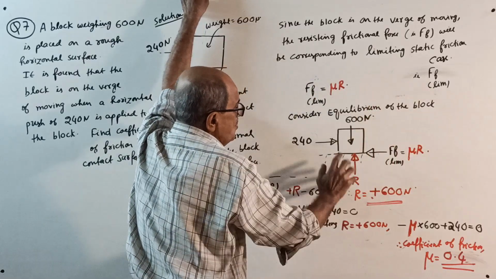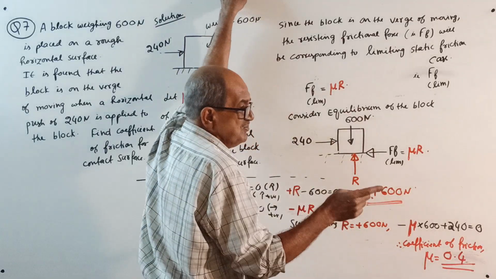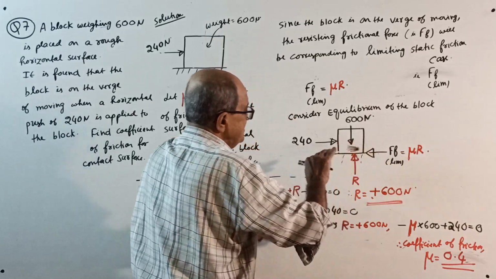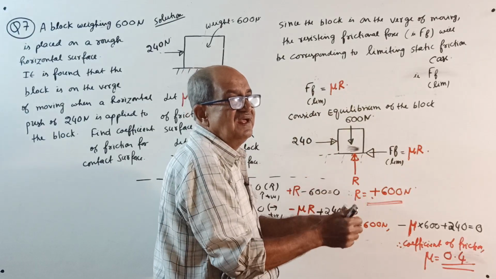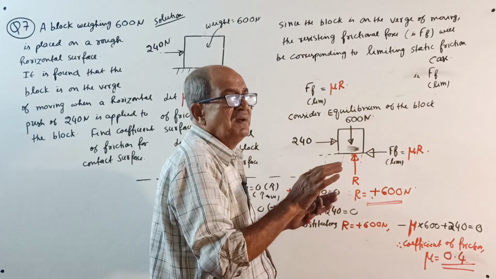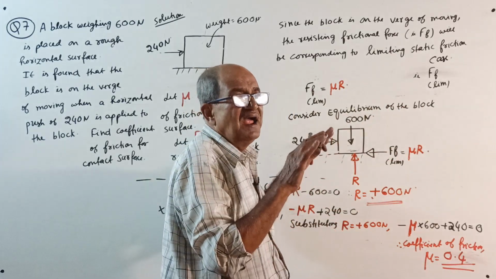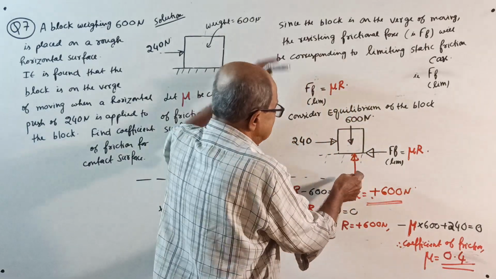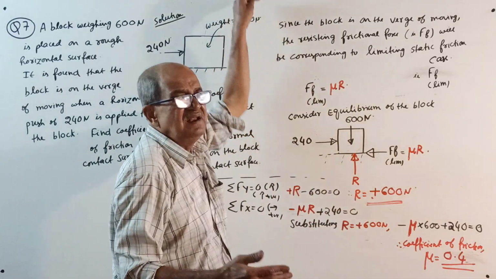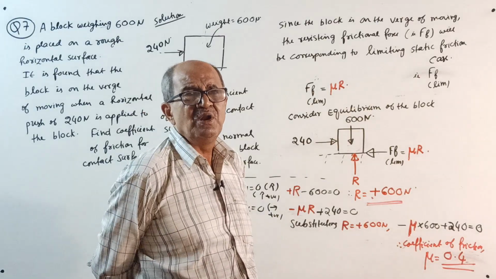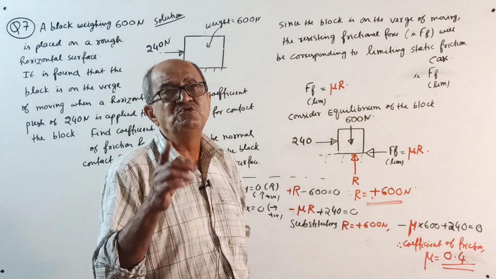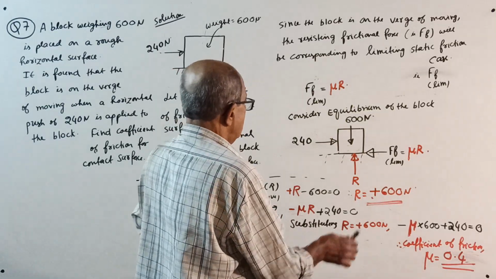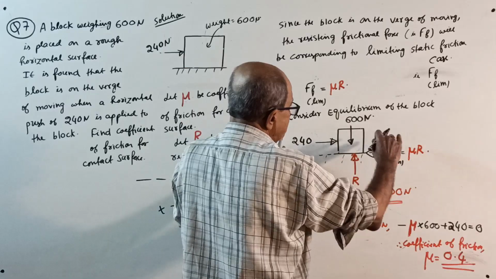Here, weight down 600. Normal reaction R. Observe correctly here. I slightly shifted R. Last time I told you, if the block is moving to that side, the contact surface will get slightly higher pressure on that side, so the normal reaction will slightly shift. Suppose you write it exactly in line, nothing to worry, because you are not using sigma M. But if you are using sigma M, then you should be careful. One puzzle was given last time, I solved it. Okay, now start. So this is 240 Newton.